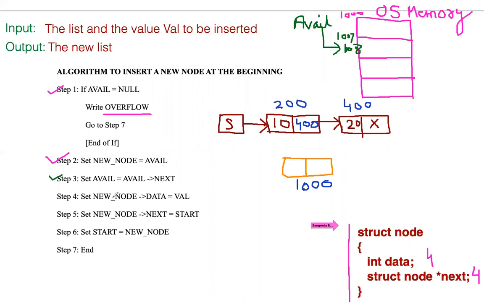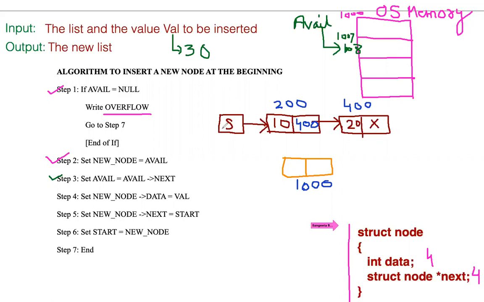Now, if we go to the next part, what is there? So we have a value. Suppose I want to insert the value. So this value, let it be 30. I want to insert it, and where do I want to insert it? I want to insert it at the beginning.